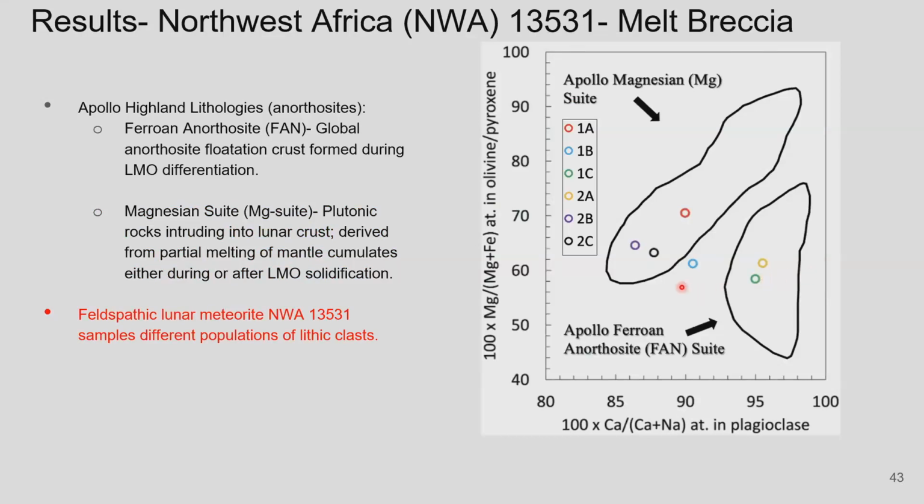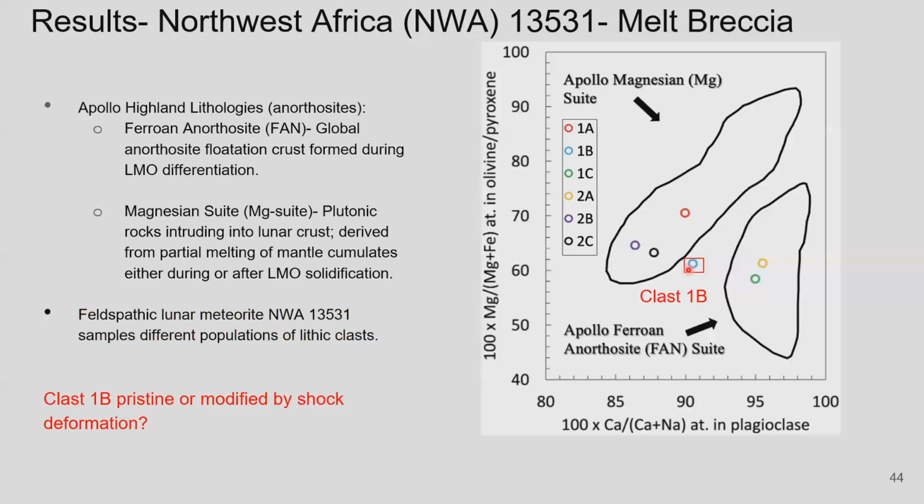But then we have this one clast right here, clast 1b, and it doesn't fall into either of these 2 categories. So what's going on there? Is this an unsampled anorthosite that hasn't been sampled by the Apollo missions and we're just now sampling it? Or was this initially in one of these 2 fields, and maybe it was melted or altered by shock deformation, and then its chemical composition changed and it just moved over here?